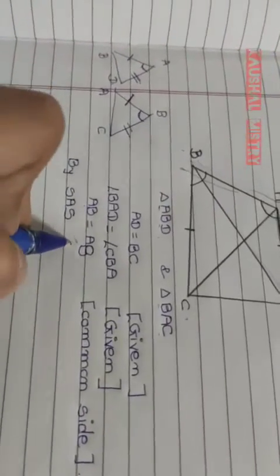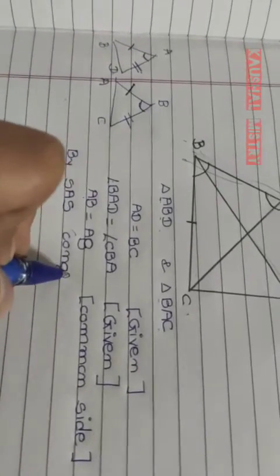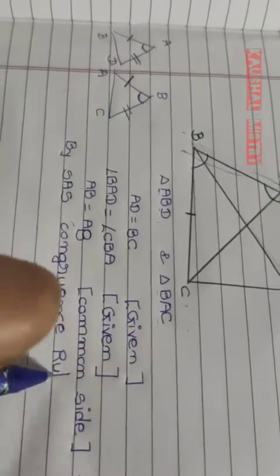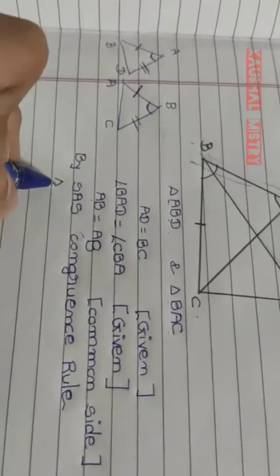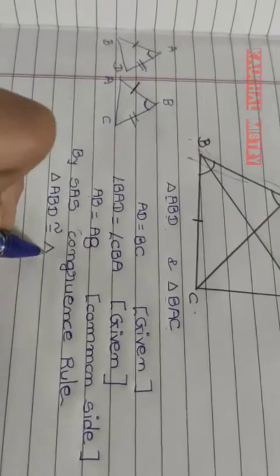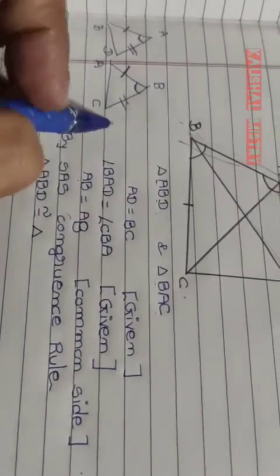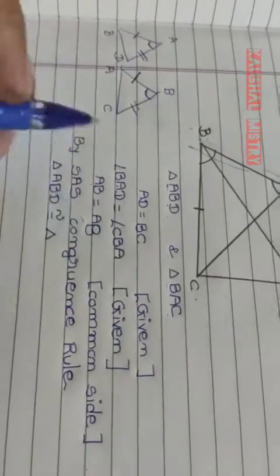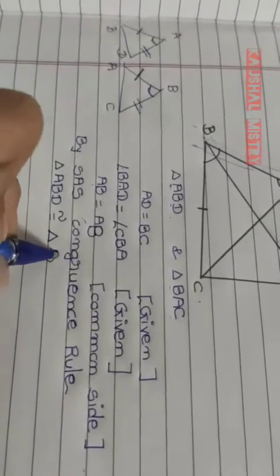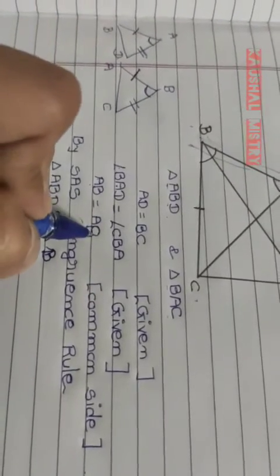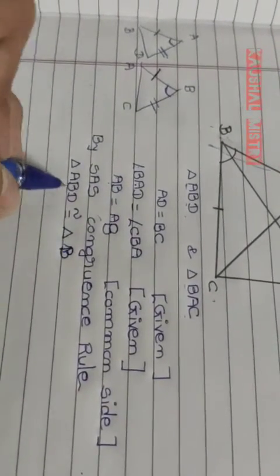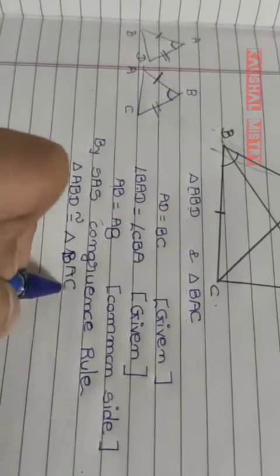That means by SAS congruence rule, ABD is congruent to, now we have to compare the angles first. Angle A is equal to angle B. That means if it is A, then here it will be B. If it is B, it is A. So it is BAC.